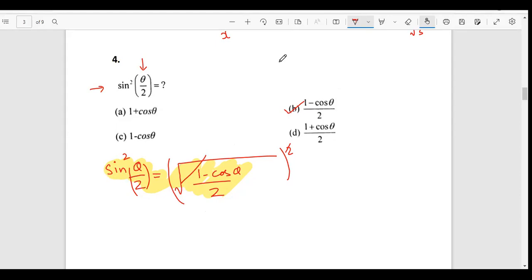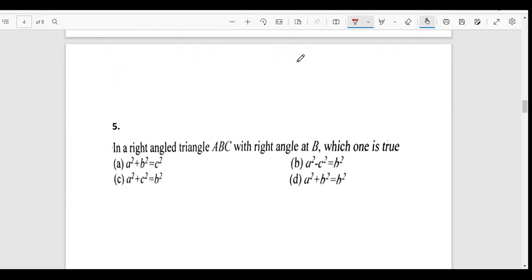Sufyan, are we good with this one? Any difficulties? Please ask me honestly. And all the other students as well. Okay, all right. Very good. Well done. Excellent.